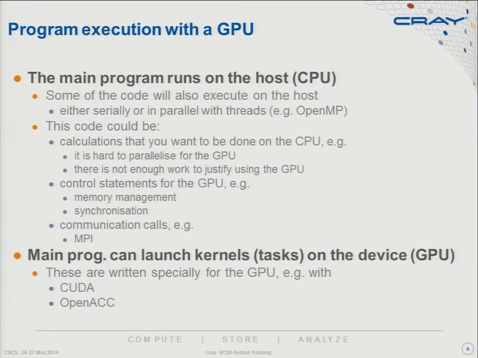So the main program then launches these computational tasks to the device. These computational tasks are called kernels. They have to be written specially for the GPU. So you either have to use some sort of new programming model like CUDA, or you have to use some extension to an existing programming model like OpenACC.